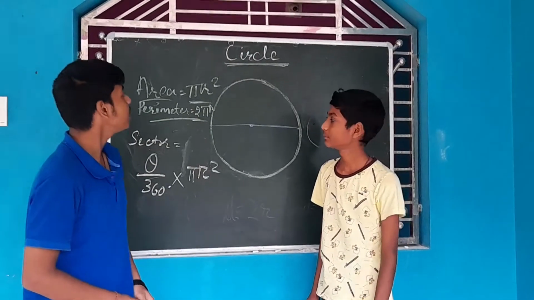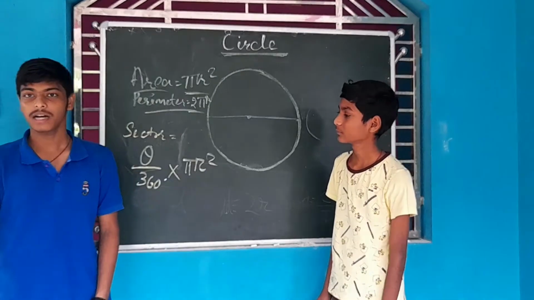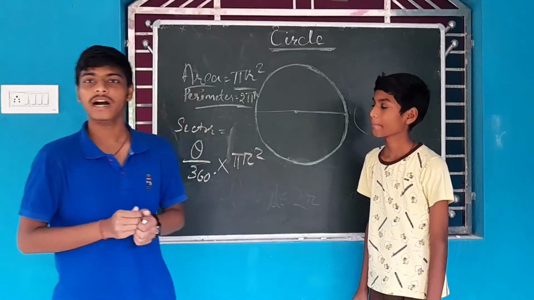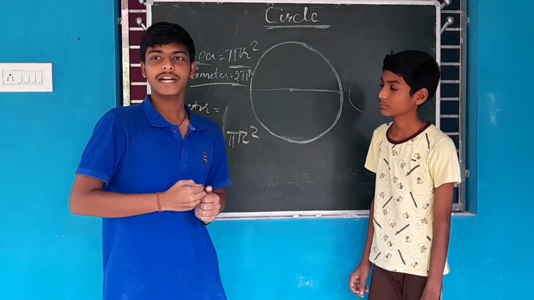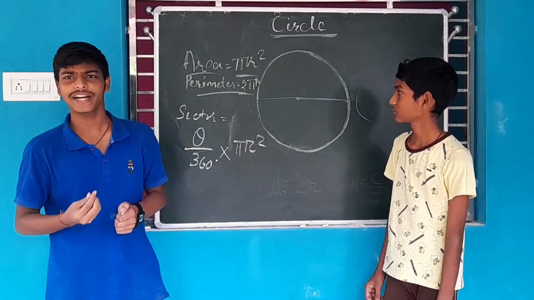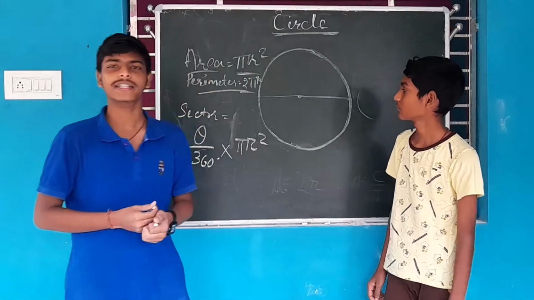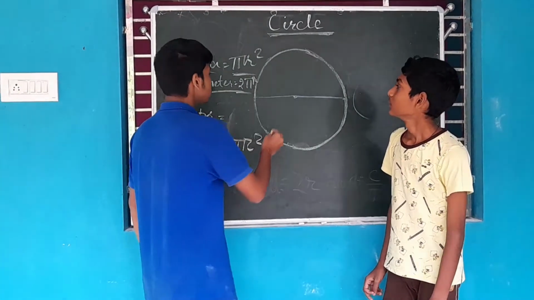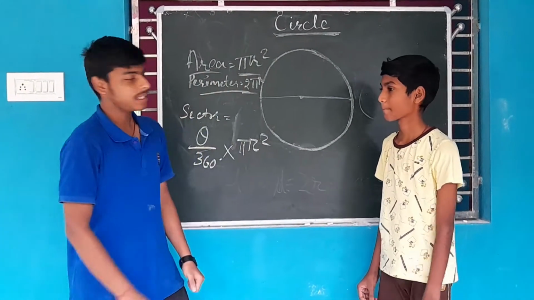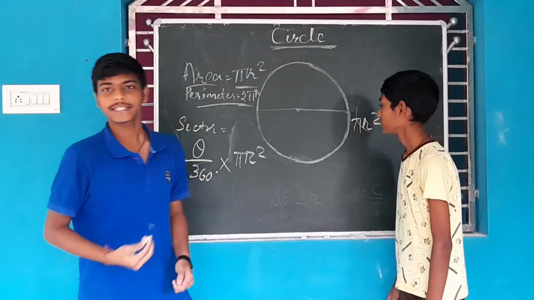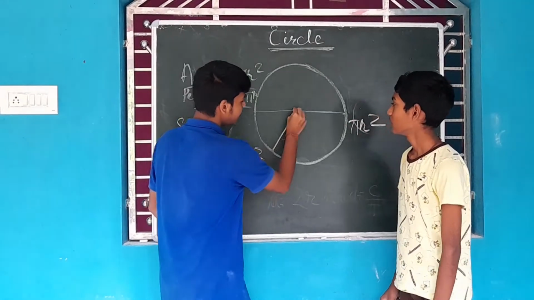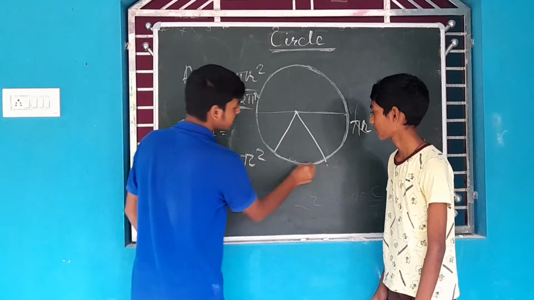As we know, my group members have already told everything about circles. So let's talk about something different, some formulas for finding the area of a sector and the other parts of a circle. As we know, the area of a circle is pi r square, and we know what a sector is. A sector is the area between two radii and its corresponding arc.